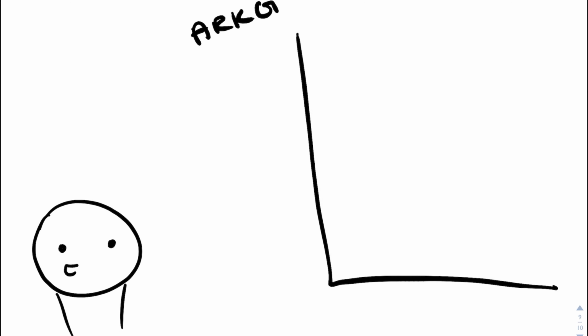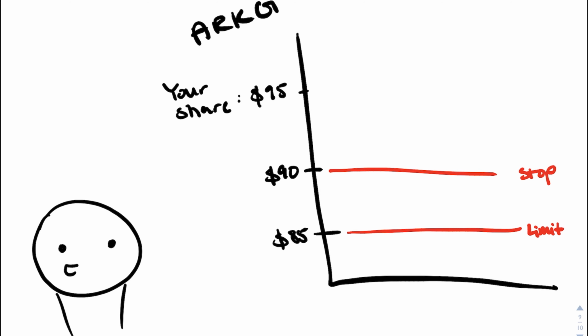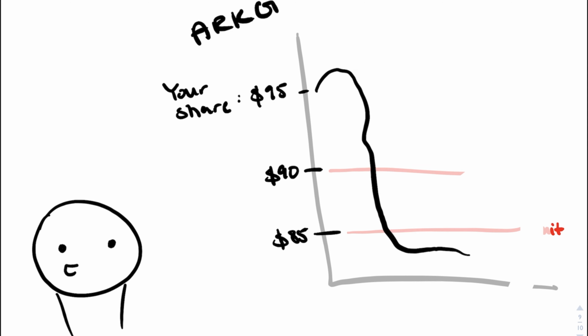So back to ARKG. Your share of ARKG was at $95 this time. You'll sell it if its price falls to $90, but you won't sell for anything less than $85. So you set your stop price at $90 and a limit price at $85. Once the price drops to $90 or lower, your stop limit will trigger and it'll sell at or above your $85.